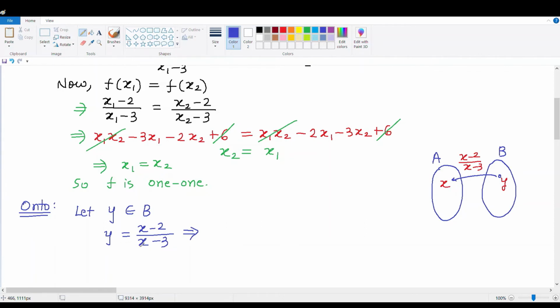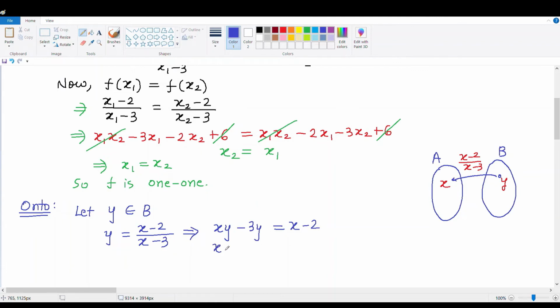So to do that, I'm going to multiply this x minus 3 over this side. So we are going to get xy minus 3y equals x minus 2. I want to solve this equation for x. That means I have to gather all the terms which have x in them on one side, and whichever term does not have x in it is going to go on the other side.